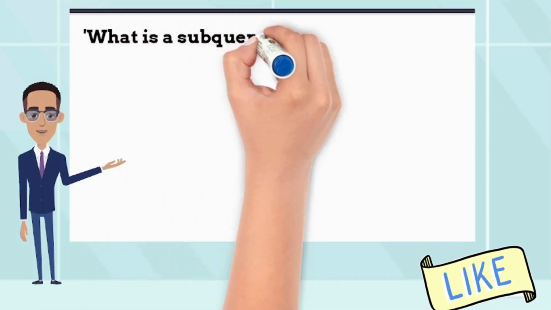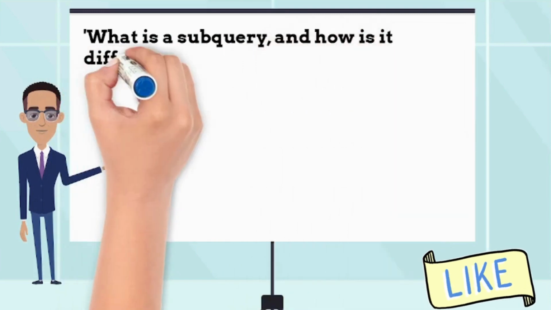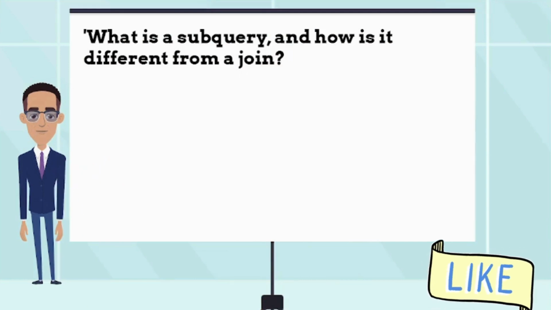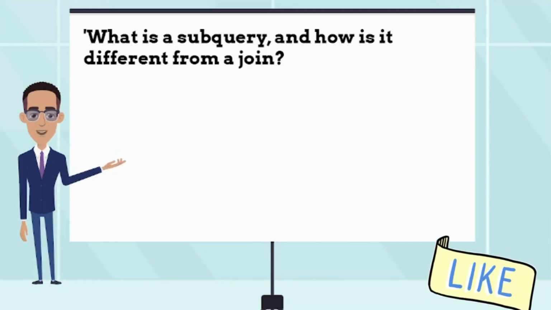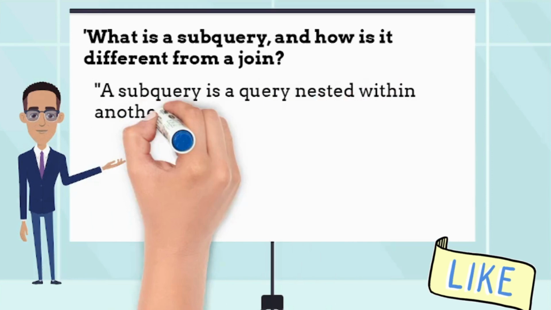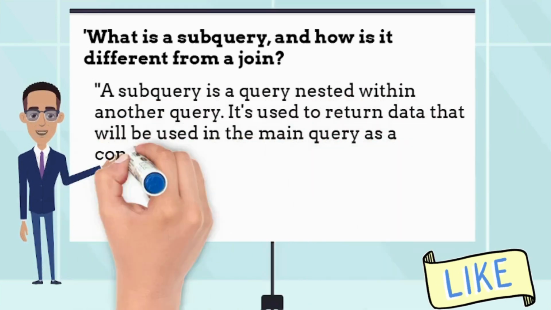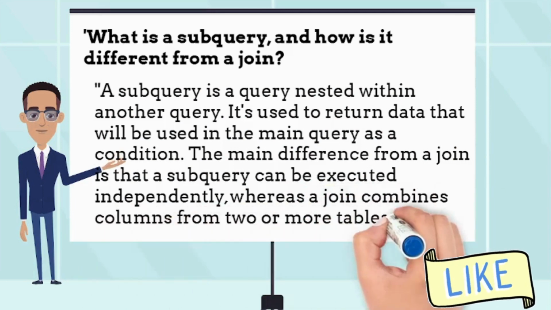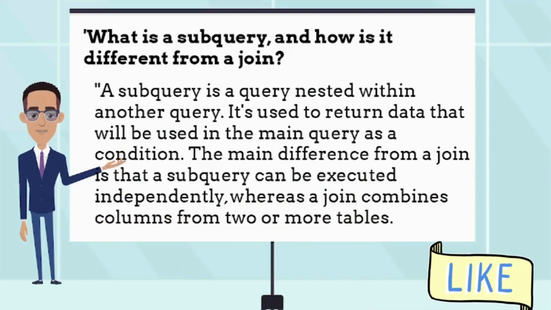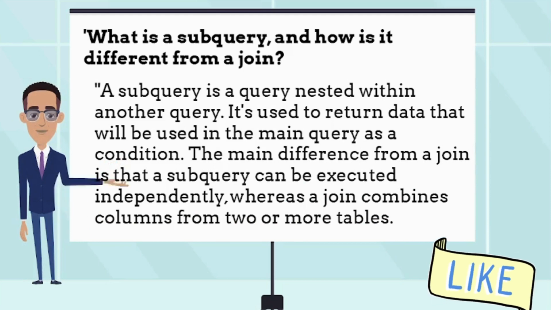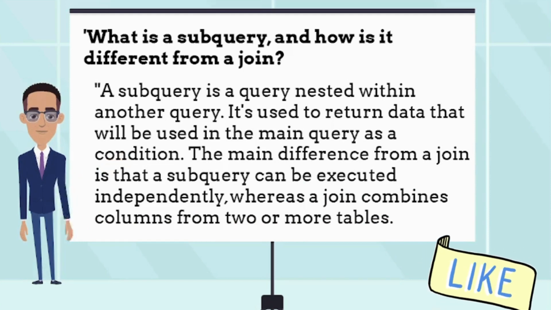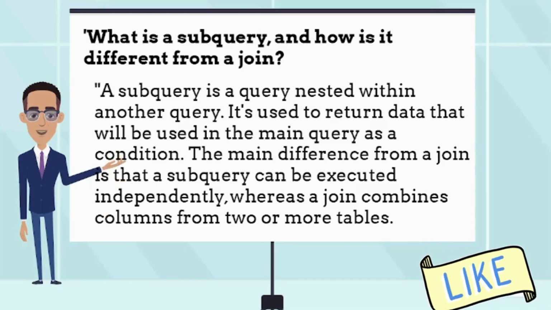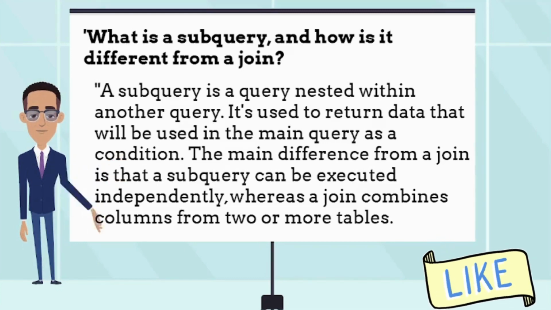Now, let's tackle a question about subqueries. What is a subquery, and how is it different from a join? Understanding subqueries is essential for more complex SQL queries. Answer is, a subquery is a query nested within another query. It's used to return data that will be used in the main query as a condition. The main difference from a join is that a subquery can be executed independently, whereas a join combines columns from two or more tables. Mastering subqueries adds a powerful tool to your SQL arsenal.